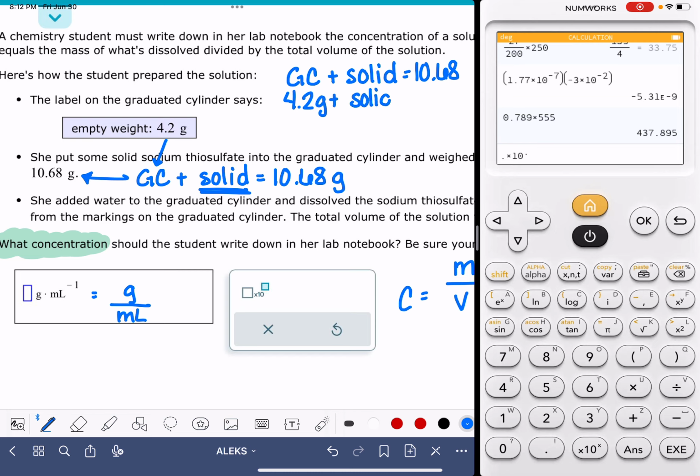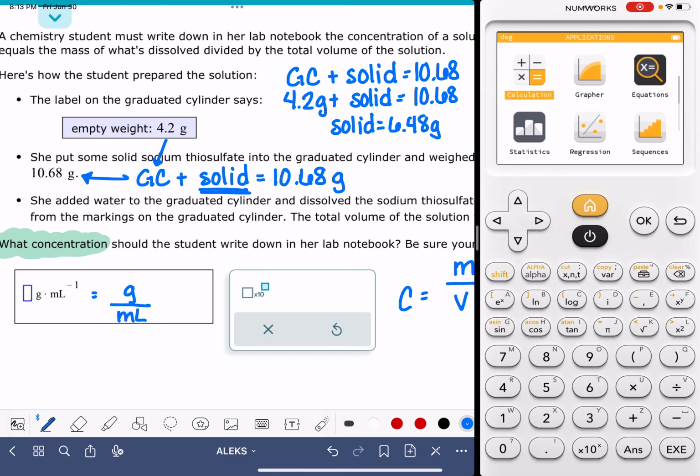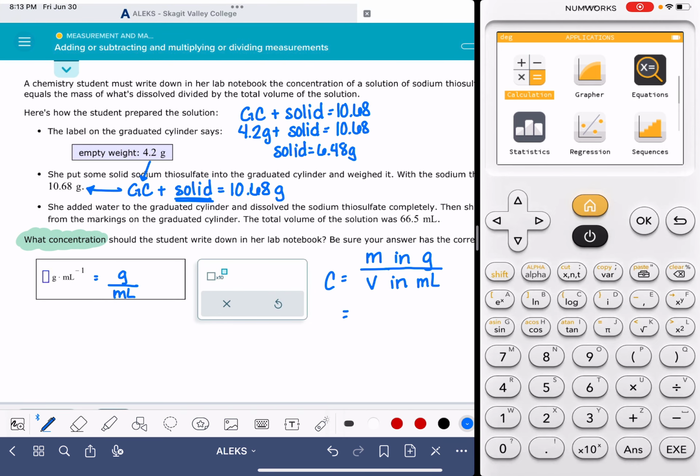So the only thing that we don't know is the mass of the solid, and we're going to be able to figure that out pretty easily. It's kind of late, so I'm going to use a calculator to do this because I don't trust my head. 10.68 minus 4.2, this tells us that the mass of our solid is 6.48 grams. That is the number that we're going to use to calculate the concentration, 6.48 grams. So that's half of it figured out. Now we need to figure out what the volume is in milliliters.